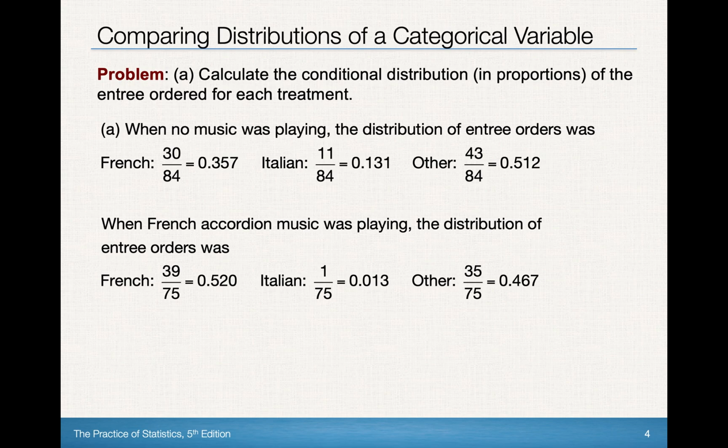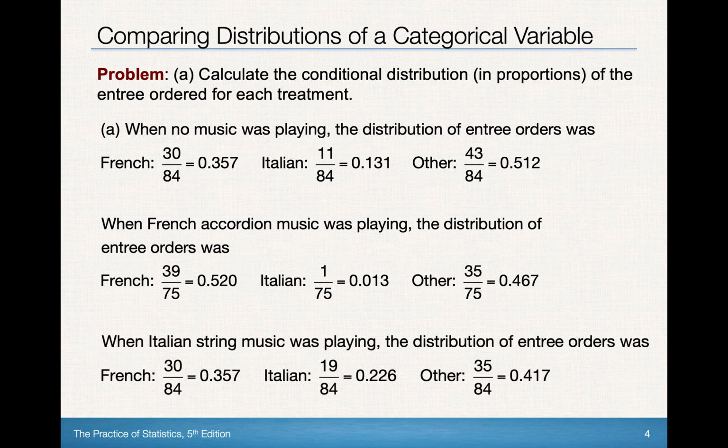Now we're using percentages because, again, we have different counts. In our first treatment, there were 84 people. In our next treatment, there were 75 people. So all of our treatments have a different denominator, and we have to look at percentages and not just counts. Then if we continue on to our last treatment, when the Italian music was playing, these are the percentages of people that chose French, Italian, and other food when the Italian string music was playing.